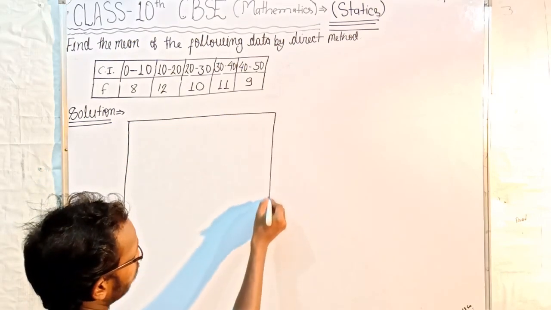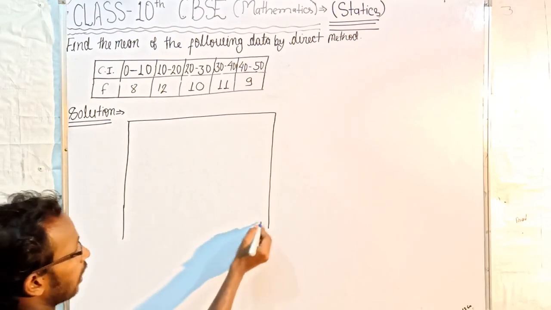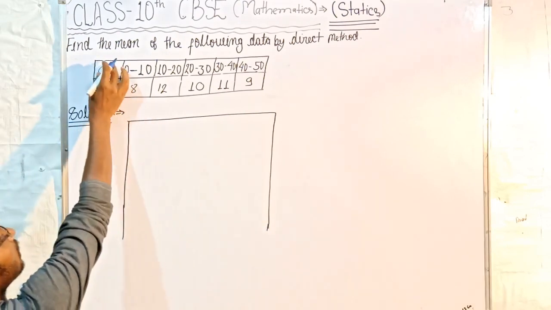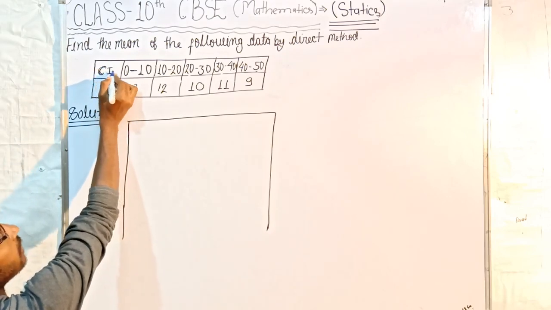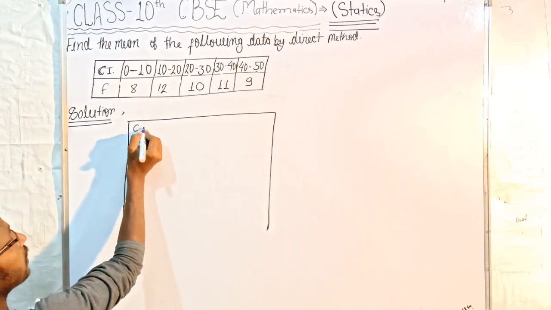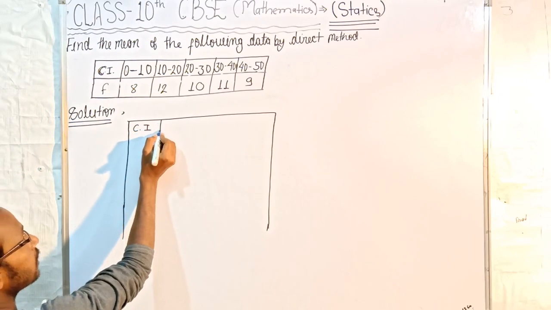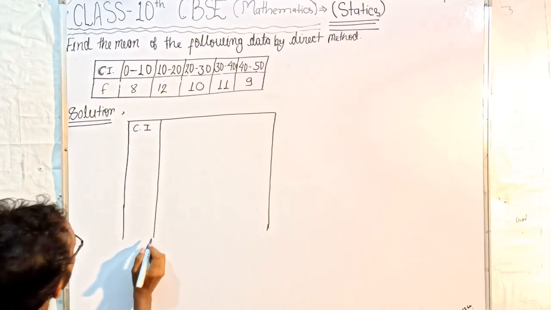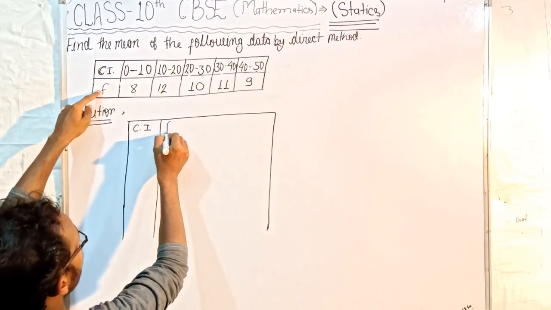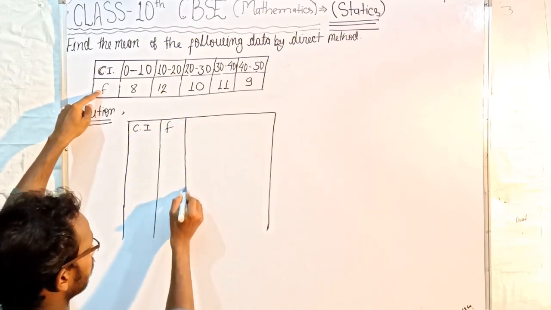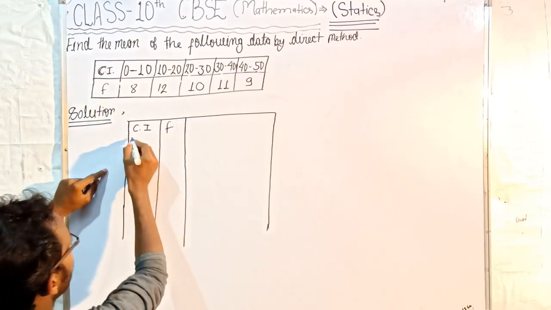See this very carefully. At first you will have to prepare a chart in which this is CI. This CI means you will have to understand that this is class interval. Class interval, you will write here CI, class interval as it is. Okay, and another column will be for frequency. Okay, this is our frequency, F for frequency.